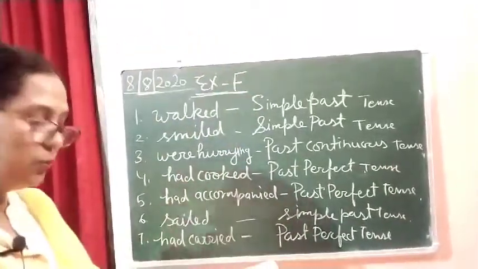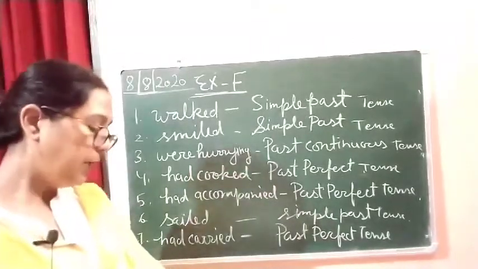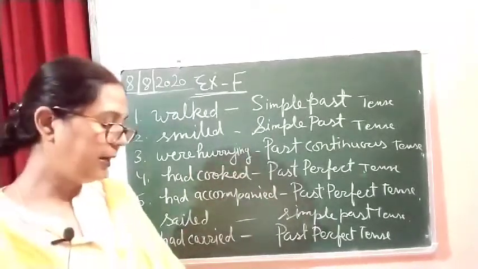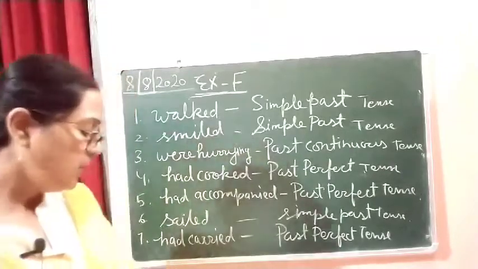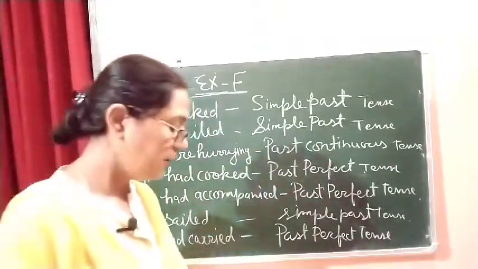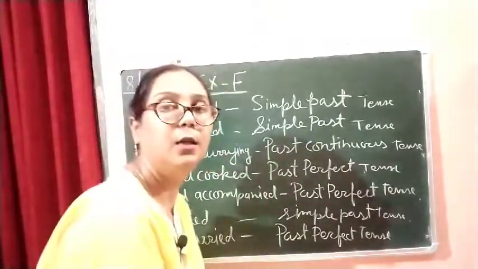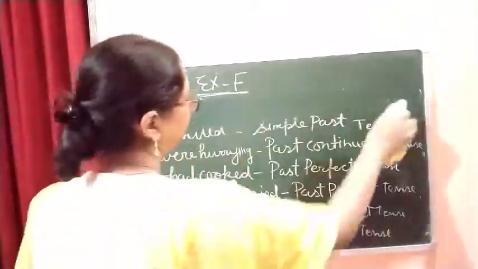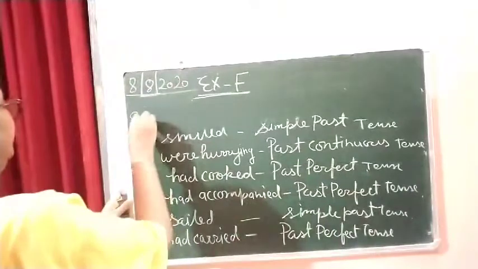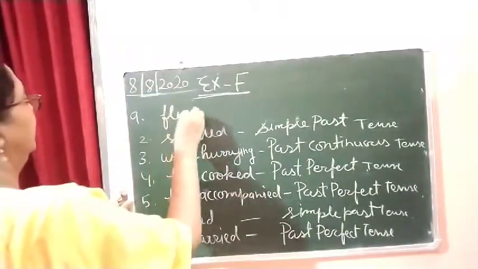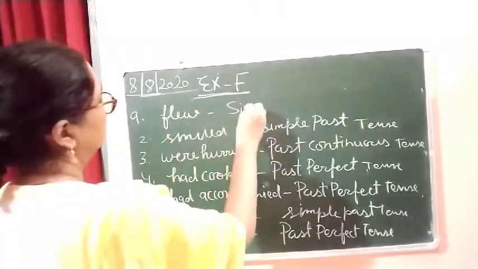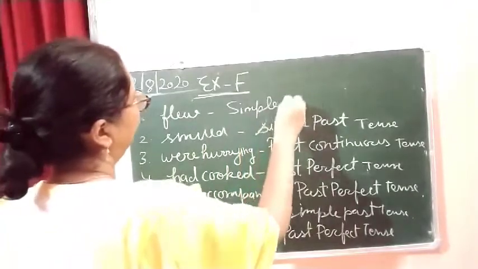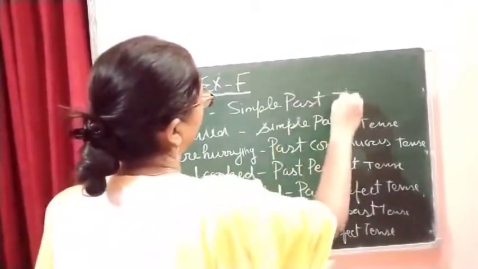Now we are moving to number 8. The cuckoo flew over the nest. The flew here is the second form of the verb. For 8 I am going to write over here, flew. This is simple past tense.